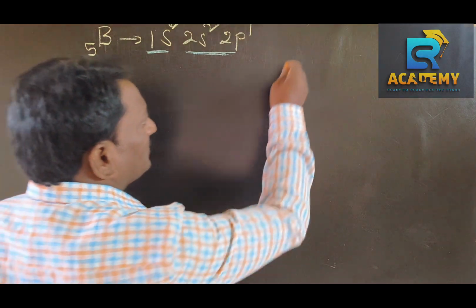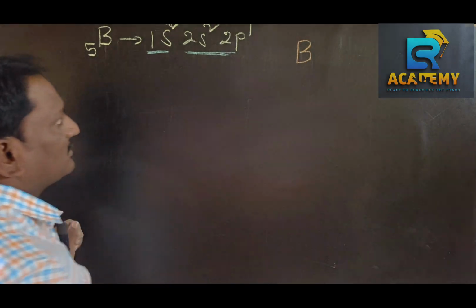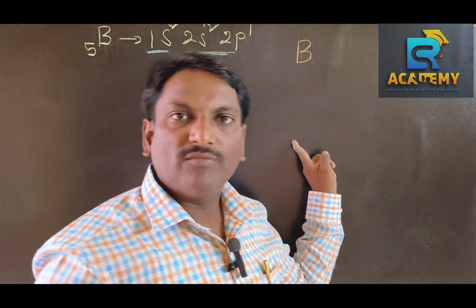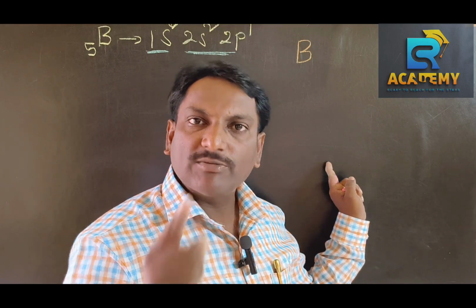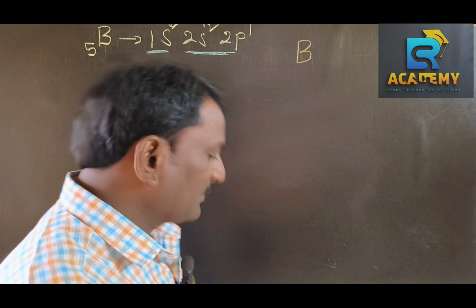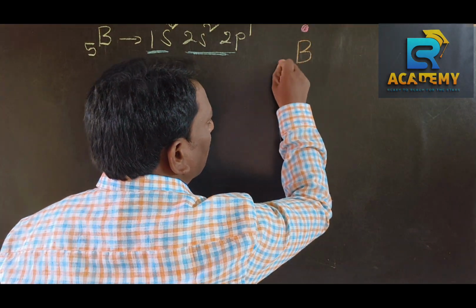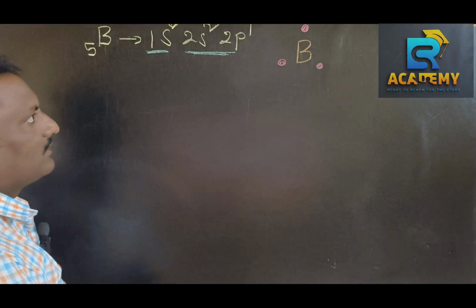Lewis dot structure means the representation of valence electrons in the form of dots or crosses. How many valence electrons? 3. According to rule number 1, if the element has 4 or fewer valence electrons, they must be represented as unpaired. So the Lewis dot structure of boron will be 3 unpaired electrons. Right? Good.